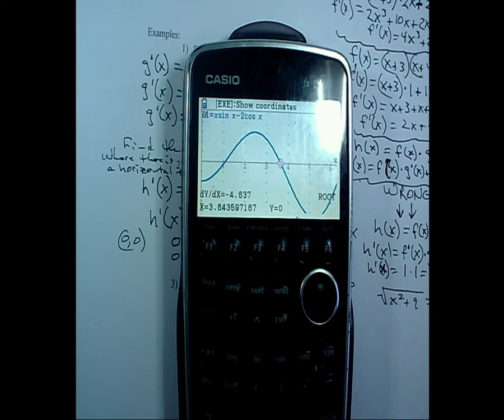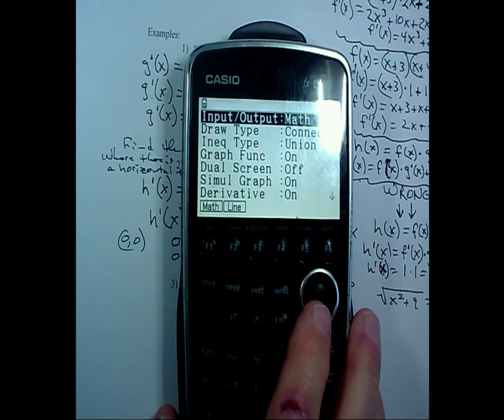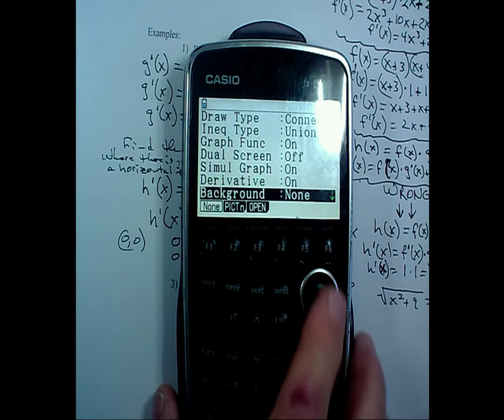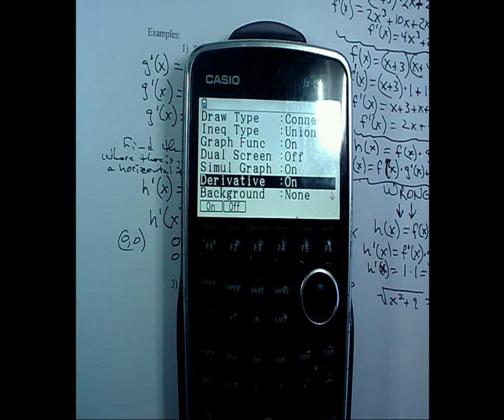You're going to go to Shift, Setup. Do you get something that looks like that, Casio people? And down here it says derivative. Just press F1 and it's on. And it'll do it from then on. Okay. Any questions from the Casio people?